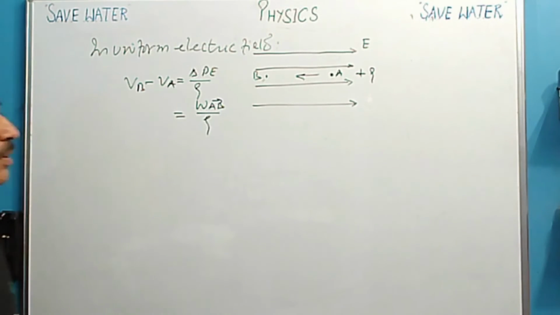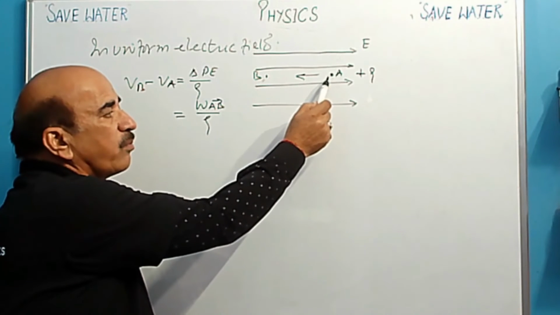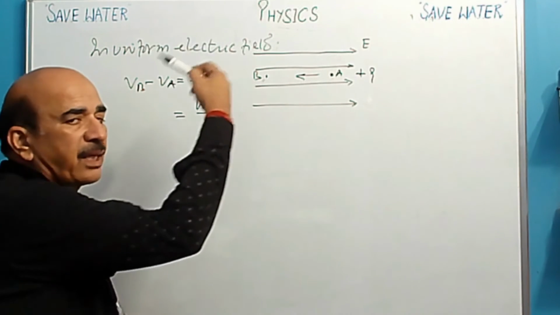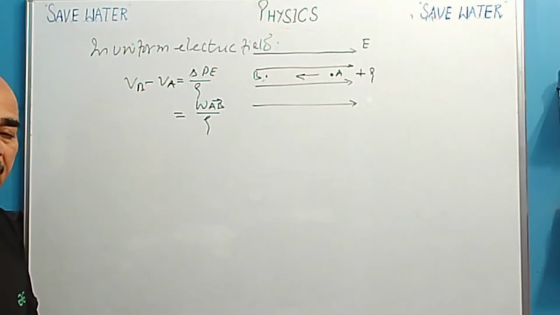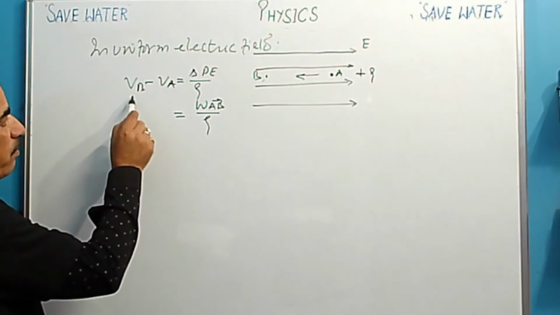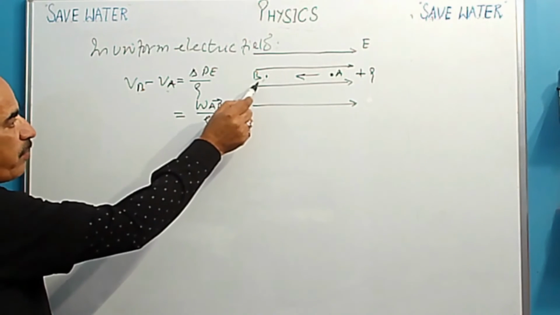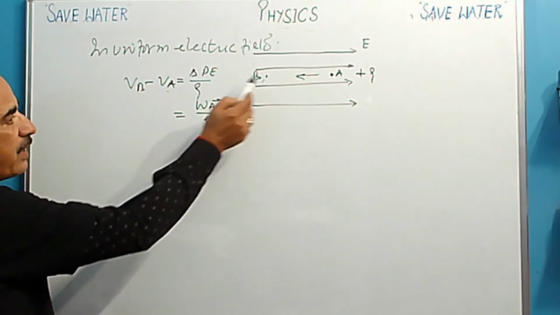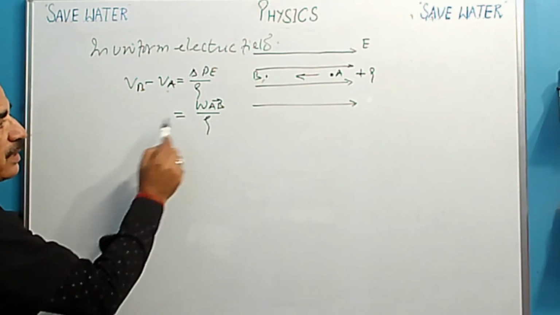Yes, so this way charges move from one point to another in uniform electric field, or we can say in a conductor. So any problem here? Again you have to remember VB minus VA. Here potential is more than at A. Yes, and this is written like this.